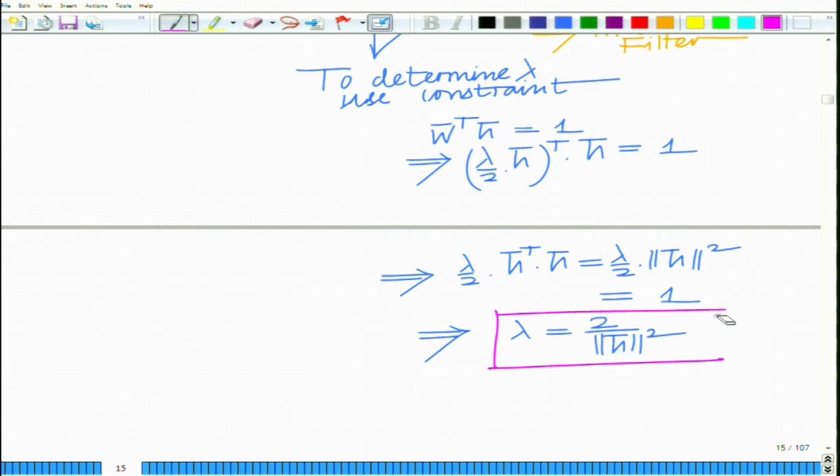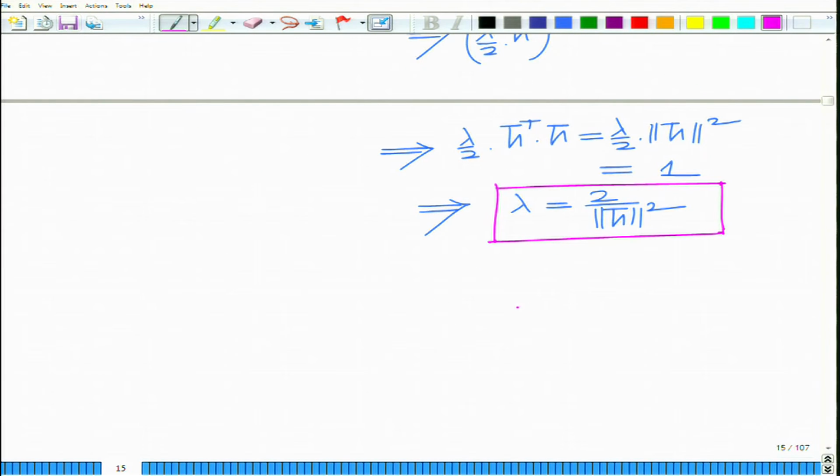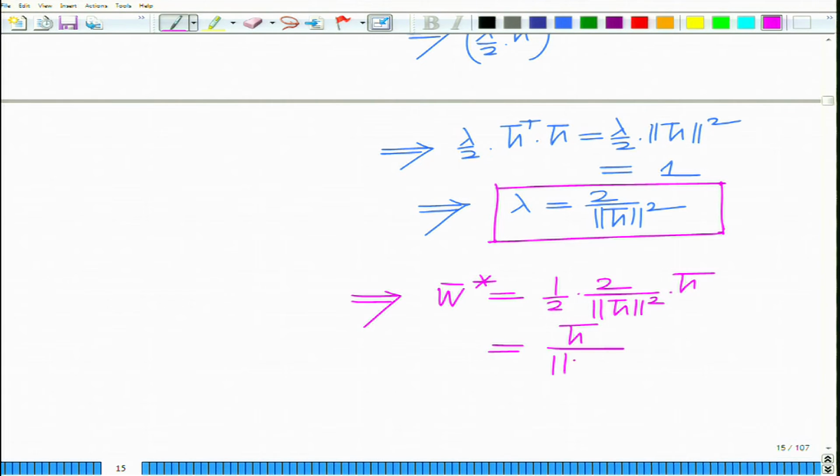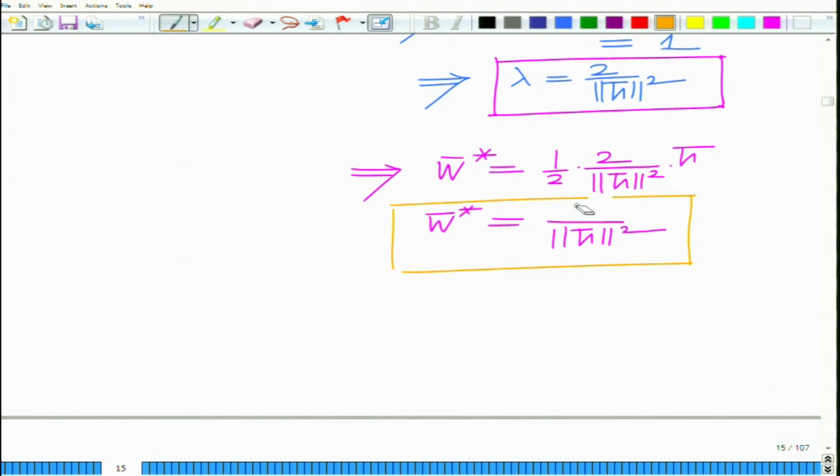So, lambda equals 2 over norm H bar square, correct, okay, and that is what we have, and therefore it implies the optimal beamformer, which you can now denote as W star. W star equals lambda by 2, so that is half into 2 over norm H bar square into H bar. So, this is H bar divided by norm H bar square. So, this is your optimal beamformer, H bar divided by norm H bar square.